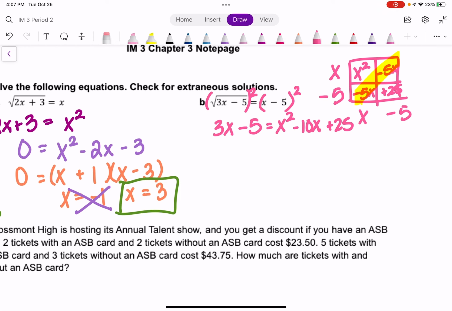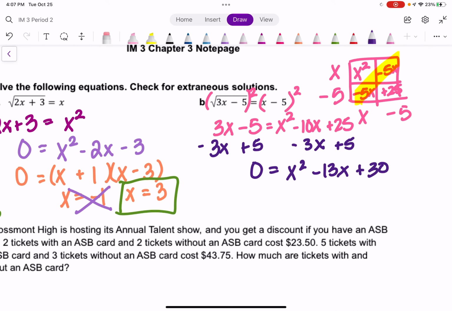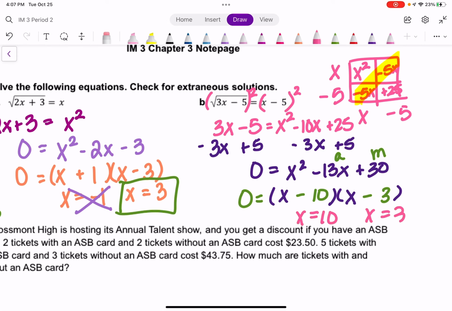Okay, same as before, we want a 0 on one side, everything else on the other. Since our x squared is already positive on the right, let's move the stuff over to the right. So we'll subtract 3x from both sides, add 5 to both sides. So we'll get 0 equals x squared minus 13x plus 30. And again, we want to factor. So we'll have an x and an x. We need something that's going to multiply to 30, add to minus 13. So right off the bat, I'm thinking minus 10 minus 3. So x equals 10, x equals 3.